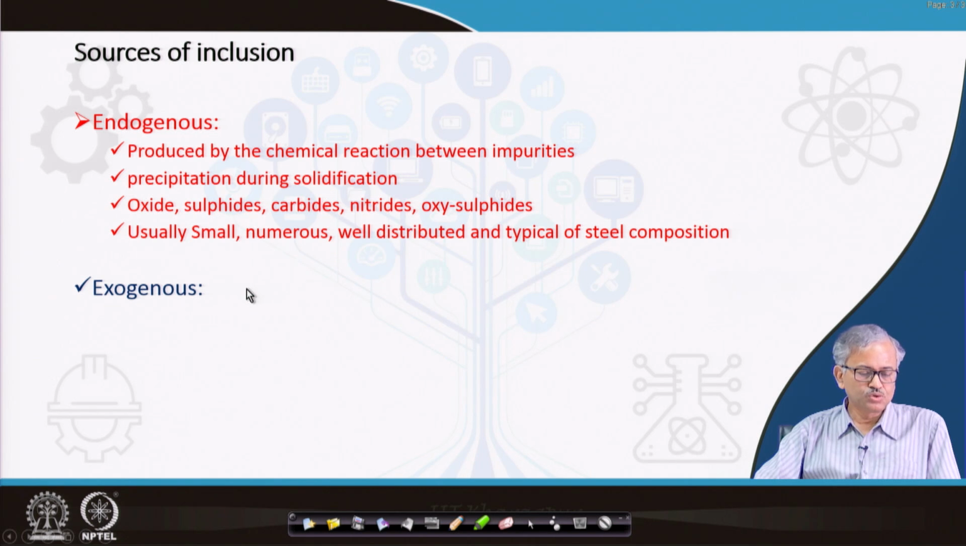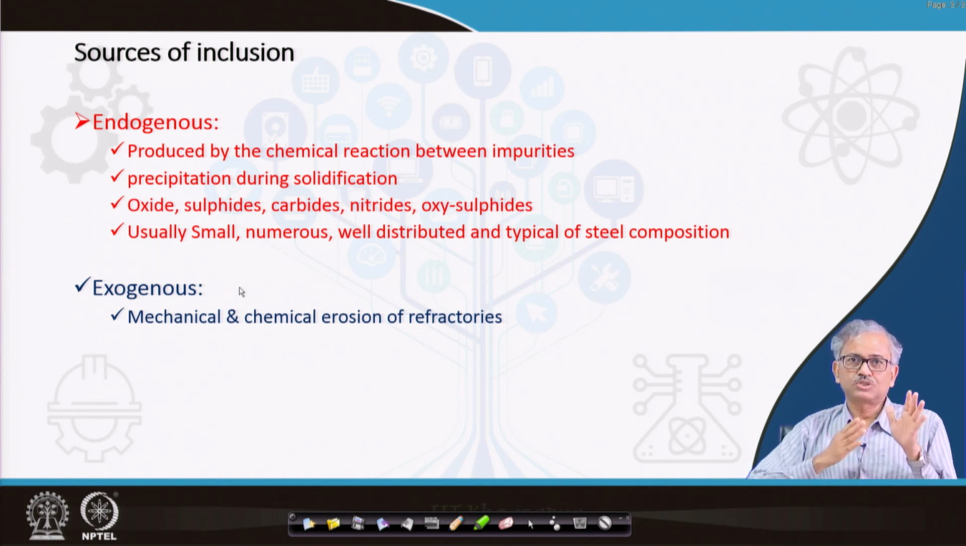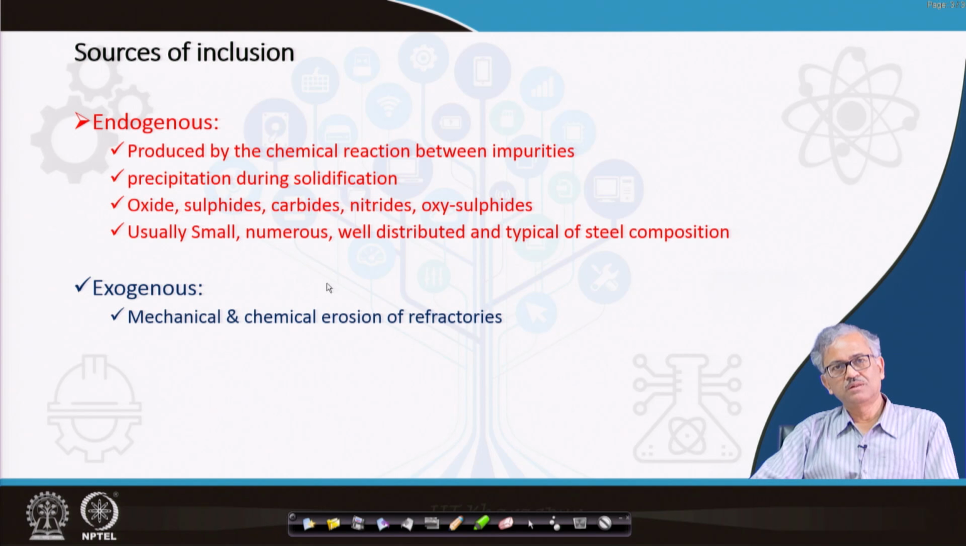Exogenous inclusion, as the name suggests, is coming from outside. One source is mechanical and chemical erosion of the refractories. The liquid steel moves over the refractories, and depending on the stirring action, the shear stress at the refractory can be very high. The refractory can also be under thermal shock; if thermal shock resistance is not good, then spalling can take place. That is called mechanical erosion. And chemical erosion is when the refractory reacts with the liquid metal and slag. As a result, they can participate in the reaction, and chemical erosion can take place.